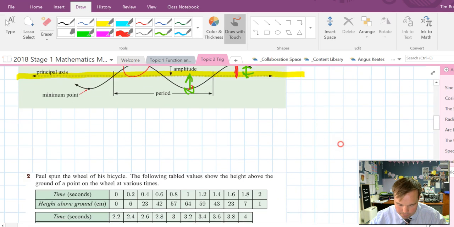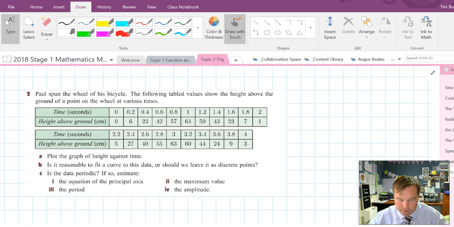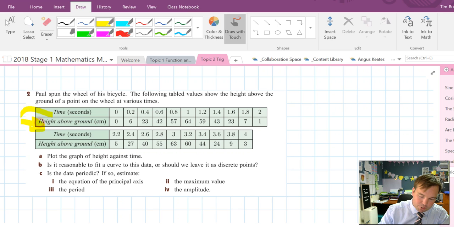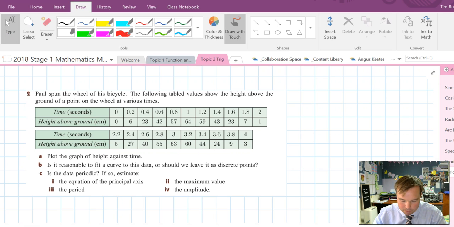Alright, so a typical question might look as follows. We're given a set of data with time and height above ground, in this case, of a point on a bicycle wheel. And quite often we're given sets of data. This could well be time and temperature for months in the year, or any other combination, and we're asked to plot the data on a graph.